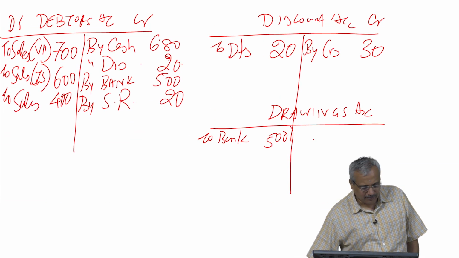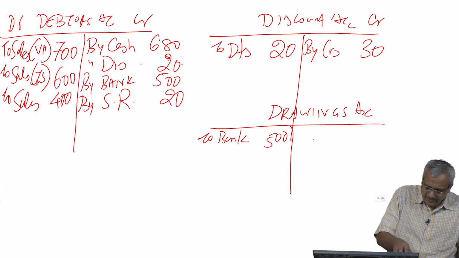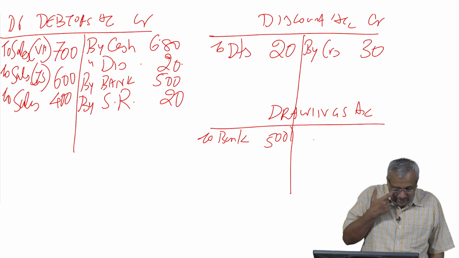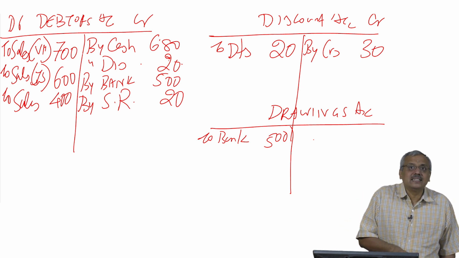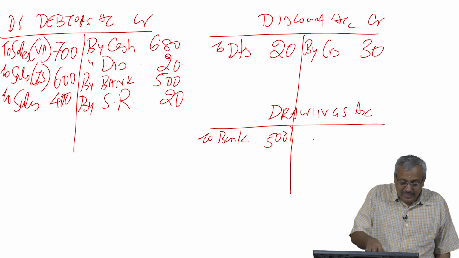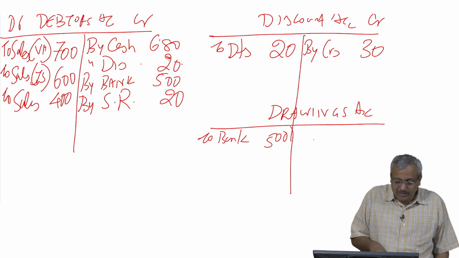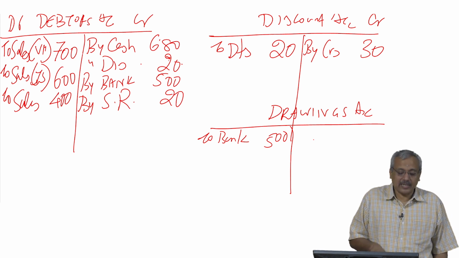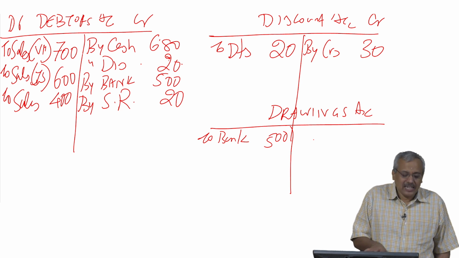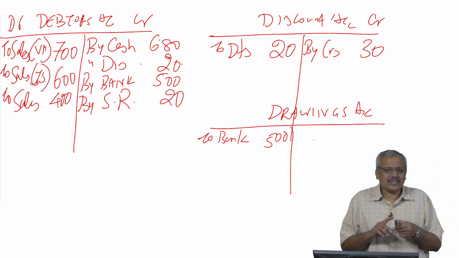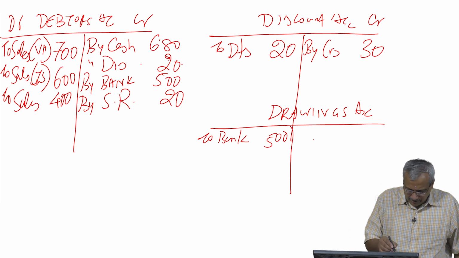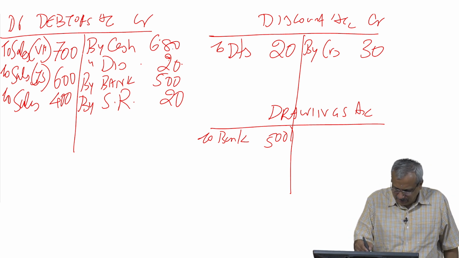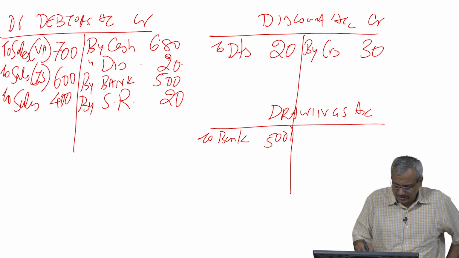All that I need to know is the balance of debtors. Every time there is an increase in debtors, my debit balance will increase. Every time there is a reduction in debtors, my credit balance will increase. So the net of these, if I have to say what is my total debtors at the end of this particular period, it is 680 plus 20, 700, 700 plus 500 is 1200, 1220.